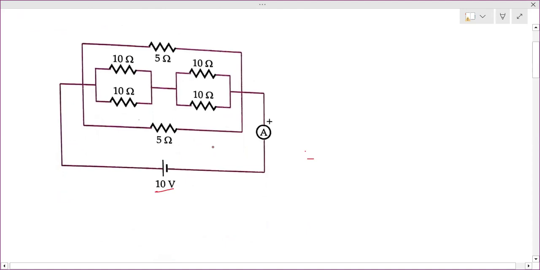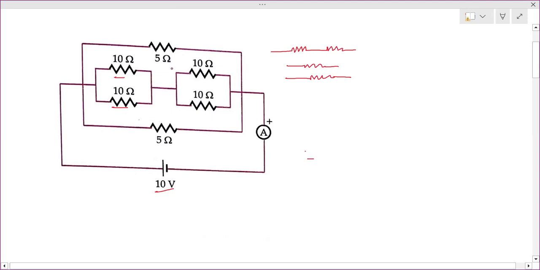Identify your arrangement. How do we identify parallel arrangement and series arrangement? When the resistors are arranged side by side, like this one and this one, we can say they are in parallel. But when the resistors are in line, like if I have something like this, they are in series. So if I have something like this, another one like this, we can say they are in parallel.